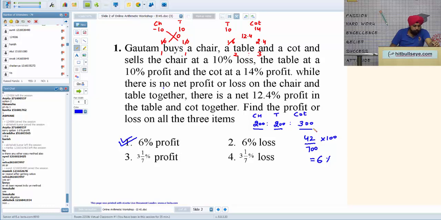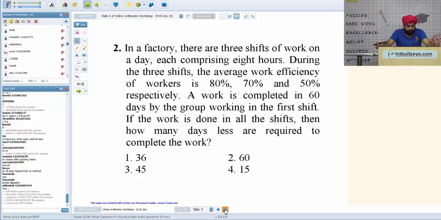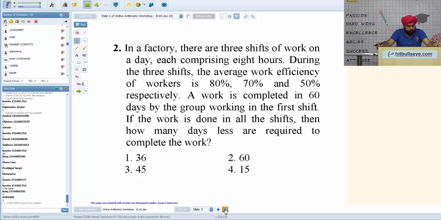So right students, we are moving to the next question. This one, it's a time and work question, students. So just try and solve it. It's a good question of time and work, students. So many of the students are giving the answer as the first option. Kunj says it is 4.